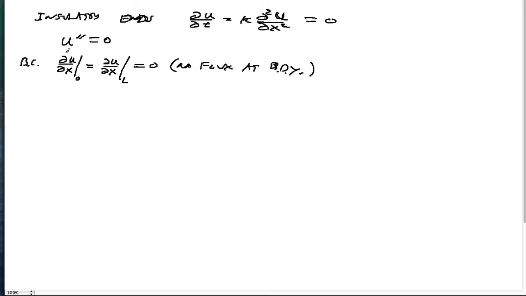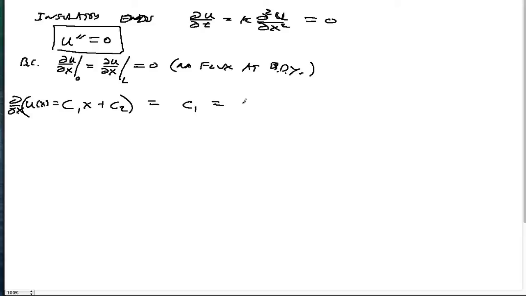Okay, so how do we solve this equation? Well, it's very similar. We know the solutions to this equation are of the form u of x is equal to c1 x plus c2. So here's the issue, though. We know that the derivatives at the boundaries are 0, and that means that if I take the derivative of this, it's going to be equal to c1, and that's going to be equal to 0 at the boundaries, which implies that c1 is equal to 0. So u of x is equal to c2. Both of the boundaries are 0, and that means c1 is 0, but c2 is yet unknown.